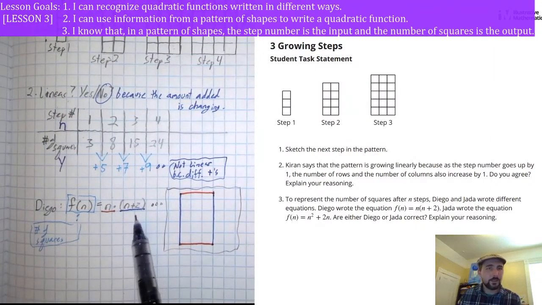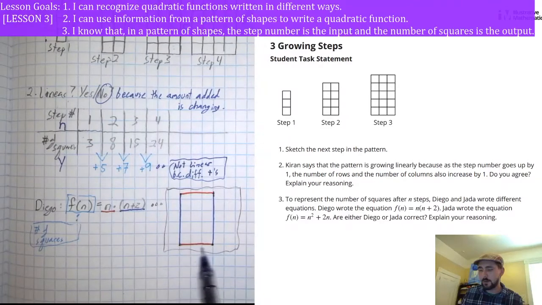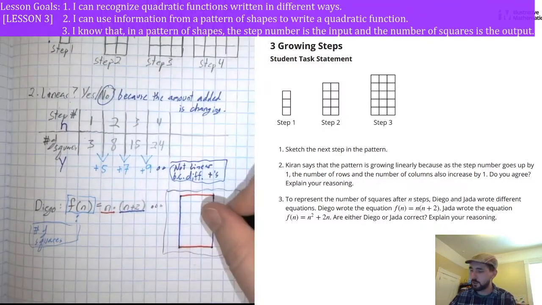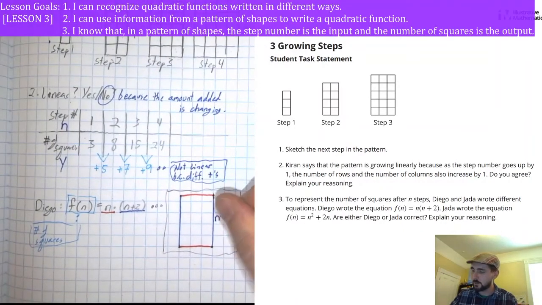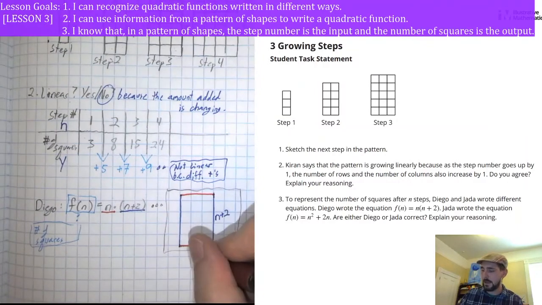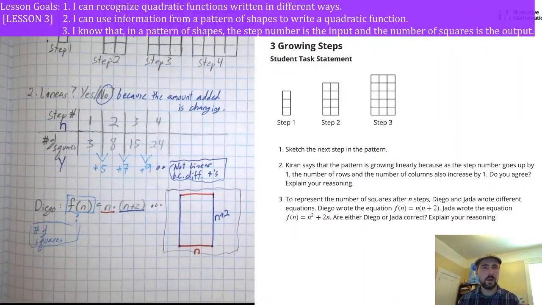And the n plus 2 means whatever number is down here, this one is 2 bigger. N plus 2 and n. Well, how does that describe our pattern?